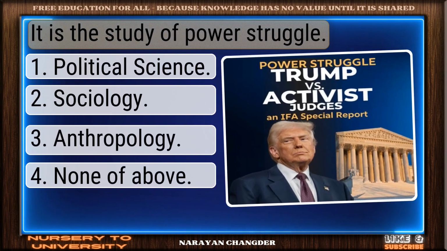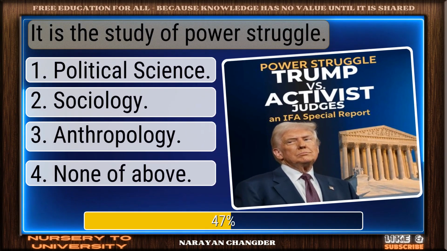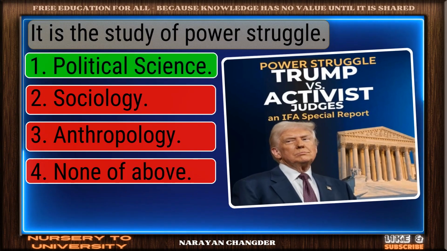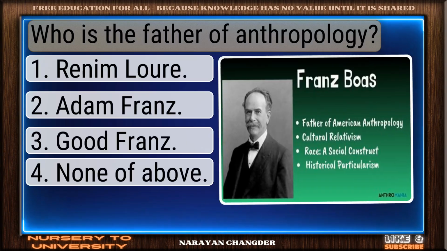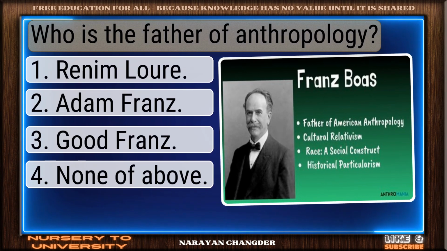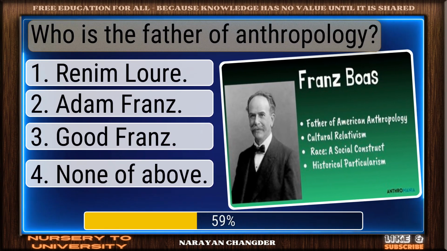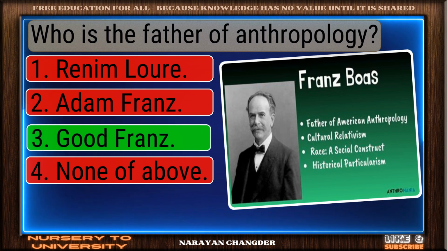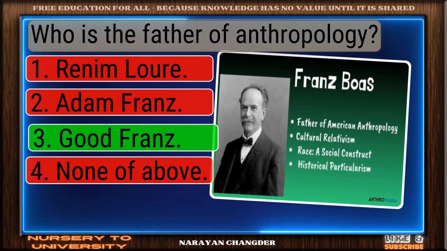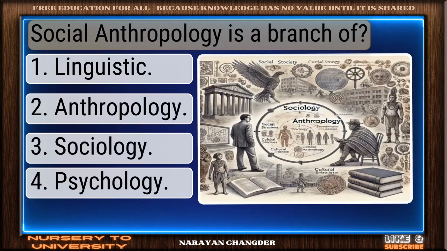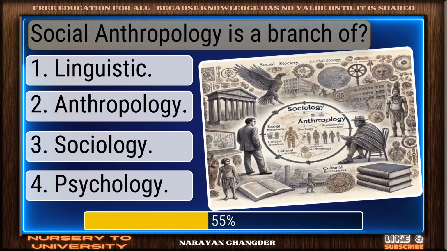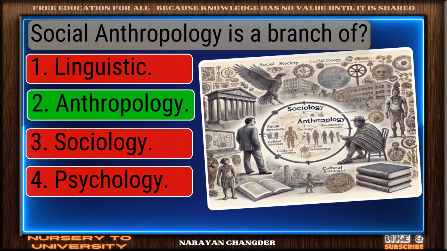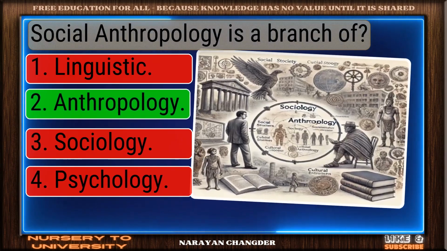It is the study of power struggle. Well reasoned. Political science is the correct choice. Who is the father of anthropology? You got it. Your choice, Franz Boas, is right. Social anthropology is a branch of. You chose anthropology, and it is correct.